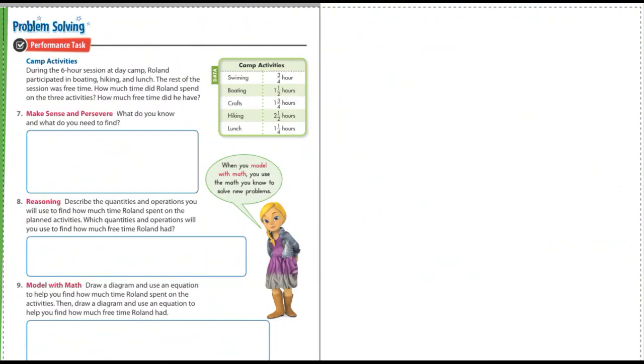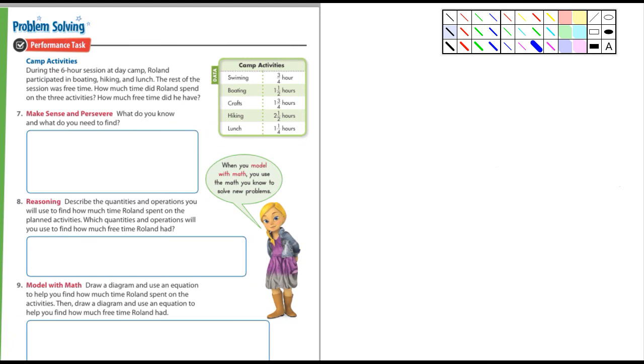Okay, last page here, problem solving. And then after this, it's going to be review for Chapter 7, which we'll kick into next week, and then actually take the Chapter 7 test. So let's see here. It says, during a 6-hour session at day camp, Roland participated in boating, hiking, and lunch. The rest of the session time was free. How much time did Roland spend on the 3 activities?